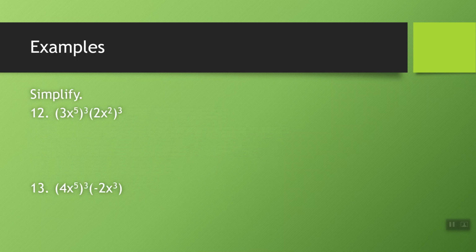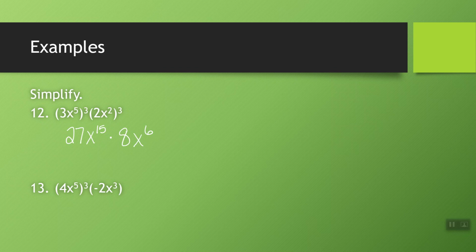This is the part of this lesson that I really like, these little puzzles that you have to try to simplify or clean up. So we have 3x to the 5th, all being raised to the 3rd power, times 2x squared, all being raised to the 3rd power. So starting with 3x to the 5th, that's 3 to the 3rd, or 3 times 3 times 3. That's 27. X to the 15th, power raised to a power we multiply, times 2 to the 3rd power, that's 2 times 2 times 2, which is 8, x to the 6th.